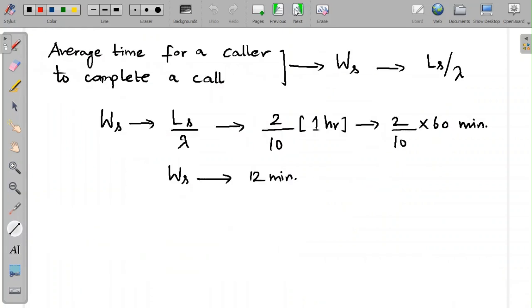For the last answer, the average time for a caller to complete the call, like I said before, includes the time he waits in the queue and the time he takes for his service to be completed. So that's WS, the number of minutes he spends in the system. That's LS upon lambda. We already determined LS in the previous screen to be 2. 2 by lambda is 2 by 10, that's one-fifth of an hour or one-fifth of 60 minutes. That simplifies down to 12 minutes. That answers all three questions that were asked of us.